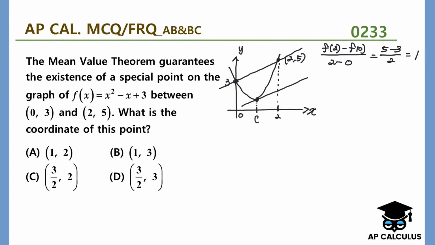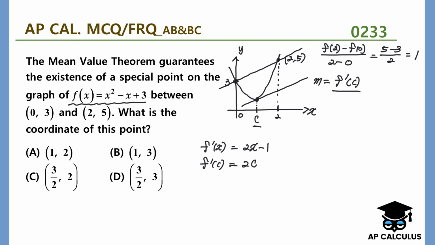And slope of tangent line is equal to f prime of x. But at point c, that's f prime c, right? We have f of x here. Let's find the derivative of this function. That's 2x minus 1, right? So f prime c is equal to, instead of x, we're going to substitute c for x. So that is 2c minus 1, right?